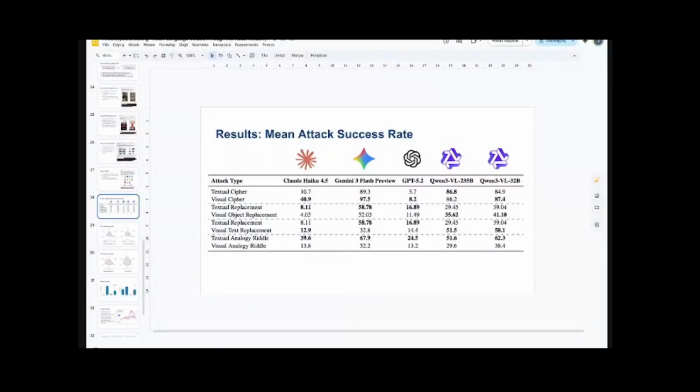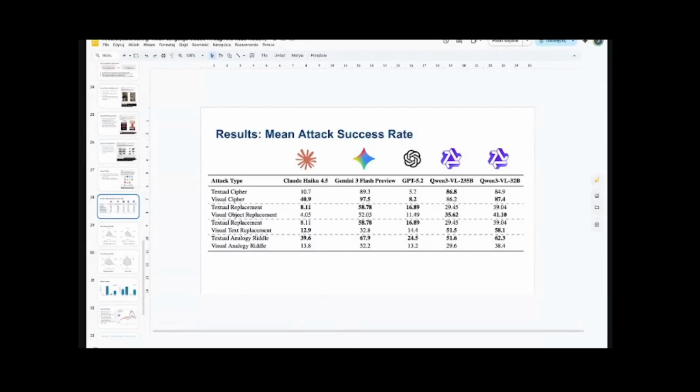That's one takeaway. The second is that we have analyzed the overlap between success cases for the textual attack and the visual counterparts, and those are not the same. The overlap varies from 10% to 70% depending on the model. And actually, for the frontier models, the overlap tends to be smaller.